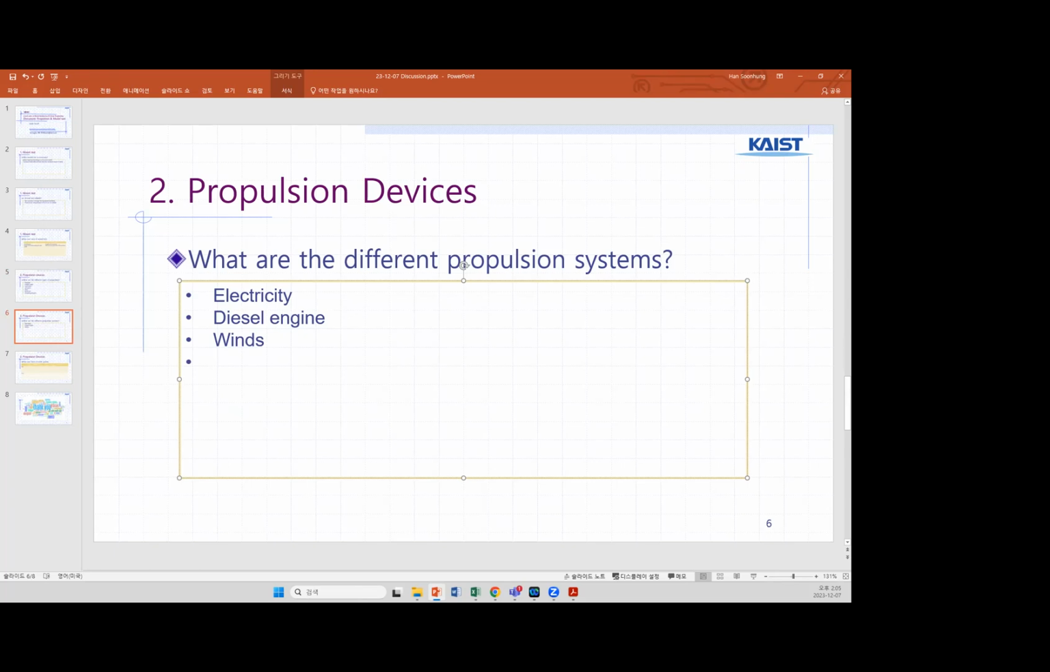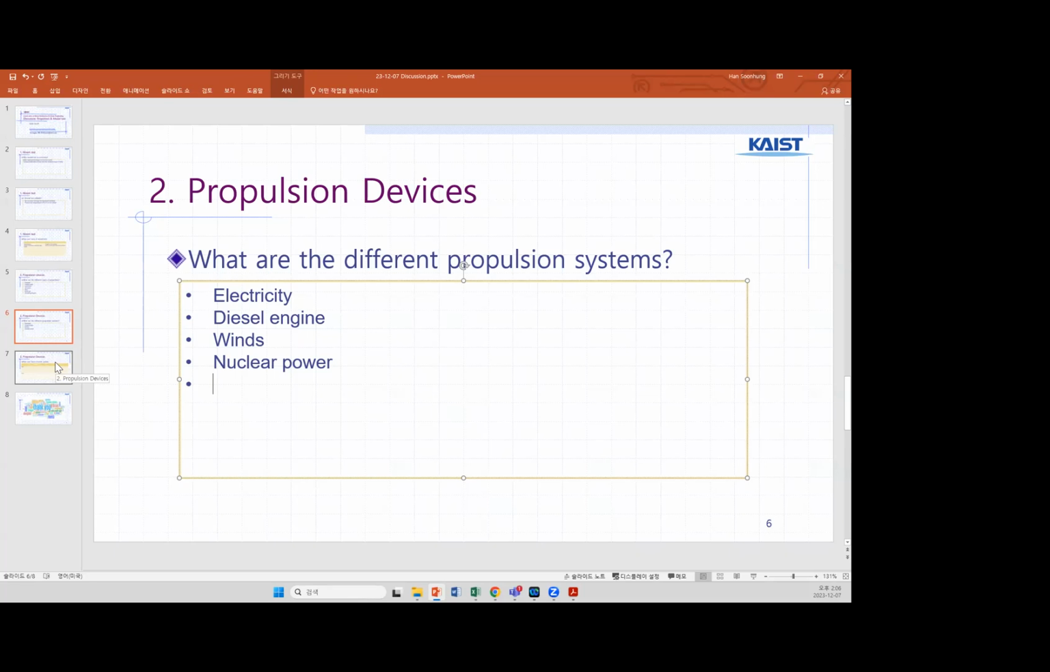And in the Navy, some ships, some submarines use nuclear power. Actually, at this level, we can use any other power generators for propulsion, because we make electricity and that electricity goes to the propeller. So any other electricity generating method can be used.